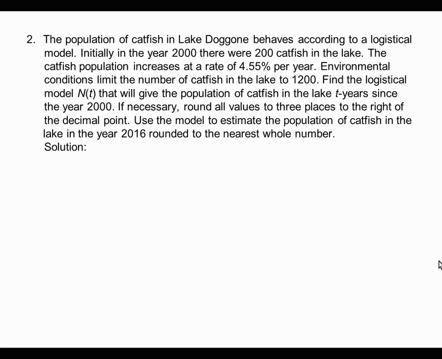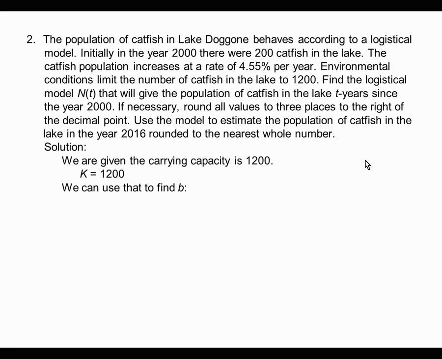So let's see our solution. We're given the carrying capacity is 1,200, right? The environmental conditions limit the number of catfish in the lake to 1,200. So we know the value of K. K is 1,200. Now we're going to use the carrying capacity in order to find B.